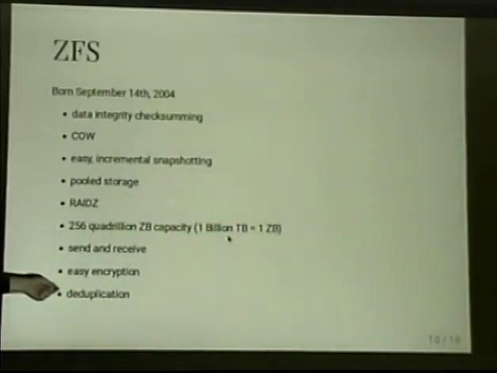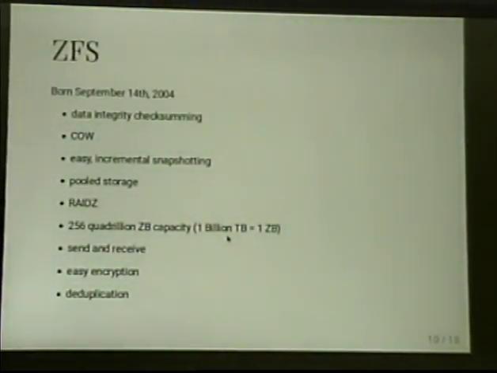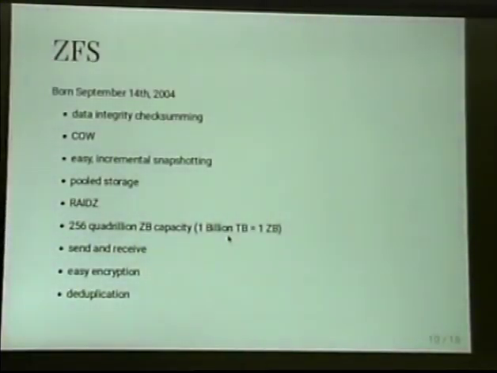And also encryption is really easy. Like on FreeBSD, if you ever set up a FreeBSD system, just doing ZFS on the root with full disk encryption is the easiest thing I've ever done. And it also does automatic deduplication.